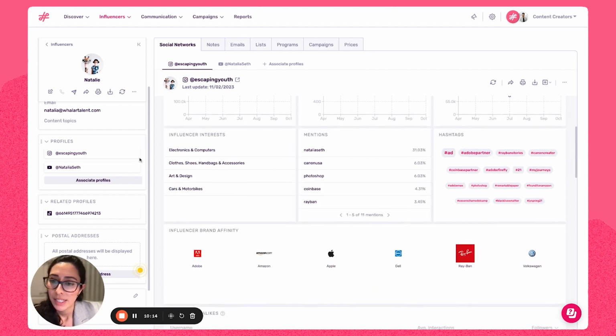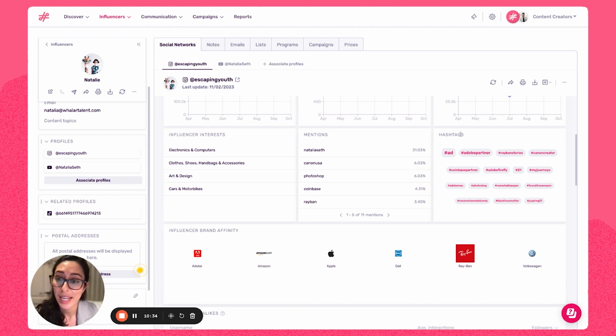Down here we have her interests. Her top interests are electronics and computers, although she's also interested in clothing, art and design, etc. As for mentions, the top account that she's mentioning is actually her personal account. She's also mentioning the Canon USA account and the Photoshop account.